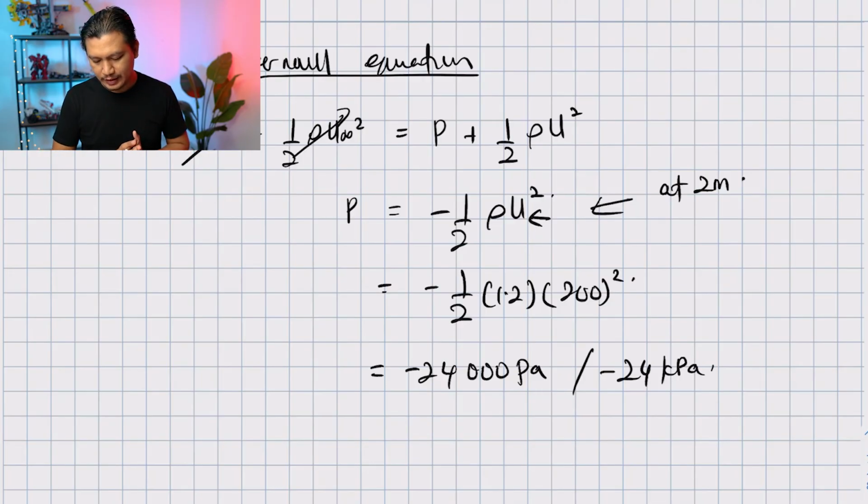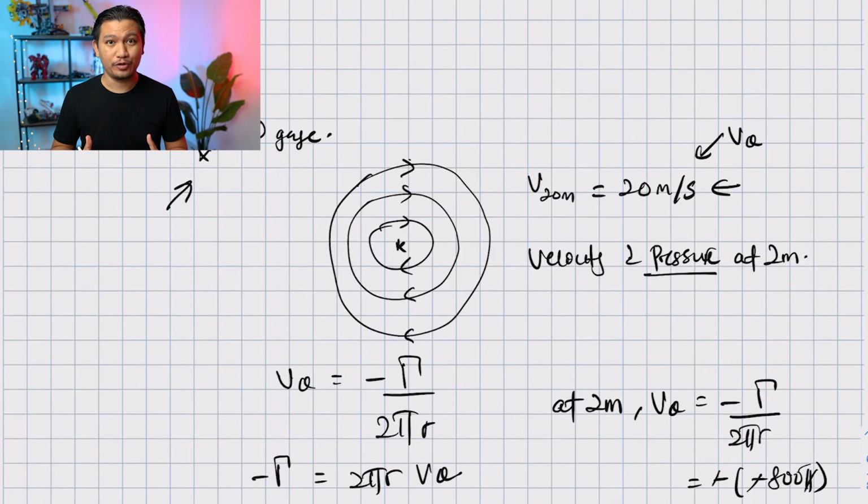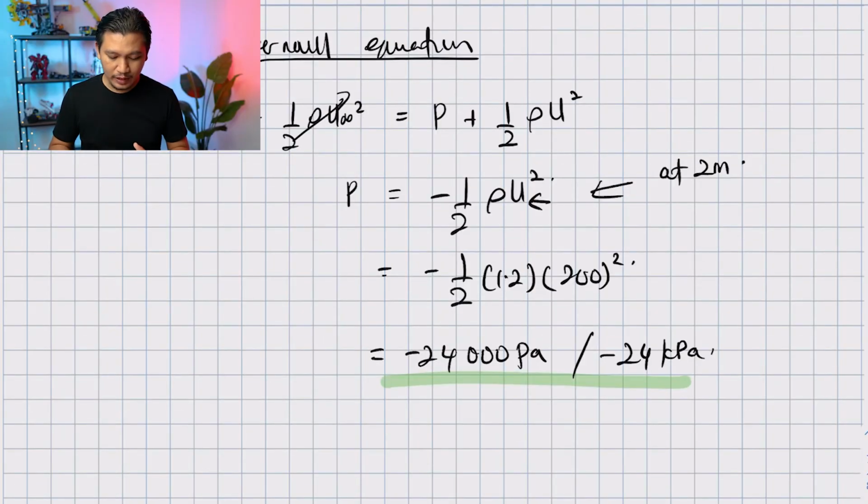So does that make sense that the pressure is negative? A negative pressure means that the condition 2 meter from the tornado is vacuum, and this vacuum sucks everything inside the tornado. That's why roofs are falling apart and everything is going into the tornado. It's because of this negative pressure. So definitely negative pressure makes sense for this problem.